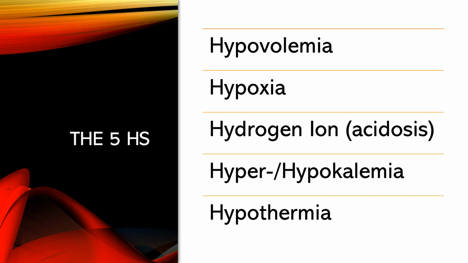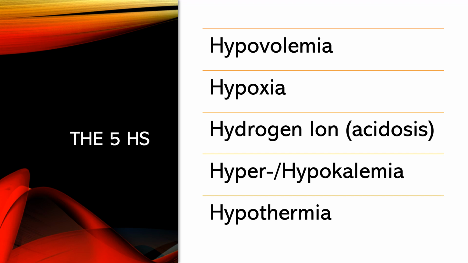Hypoxia. This refers to a lack of oxygen in the body tissues. Possible causes include airway obstruction, severe lung disease, or a pneumothorax. You may notice cyanosis, difficulty breathing, and altered mental status in patients with hypoxia. Interventions include ensuring a patent airway, administering supplemental oxygen, and monitoring the patient's oxygen saturation.